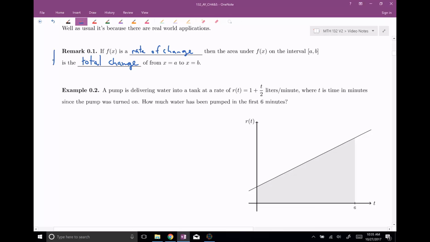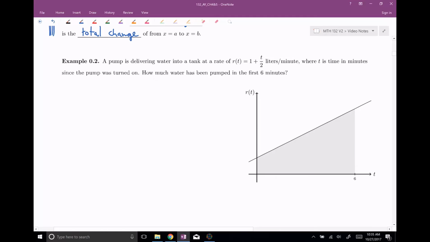The above remark says we have some rate of change function, and if you consider the area under this f of x on that specified interval, then you're going to get total change. Mine's a little bit different. I don't have x's, I have t's, so my independent variable is t. But I'm interested in that first 6 minutes, so this is on the interval from 0 to 6. So t ranges between 0 and 6. I have this shaded down here, from 0 all the way to 6. If I calculate this area, then I will get the total amount of change, the amount of water that has been pumped.